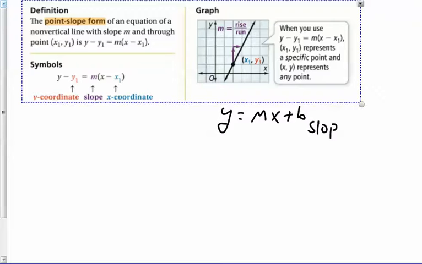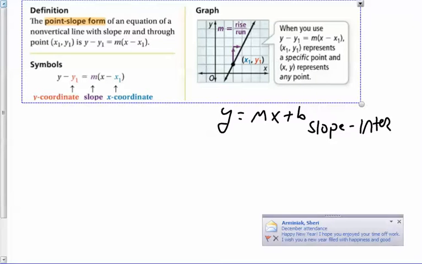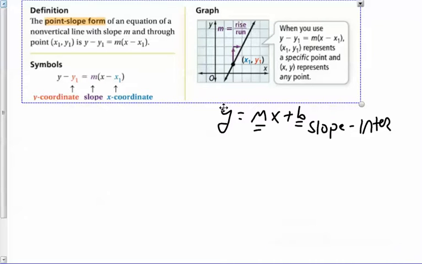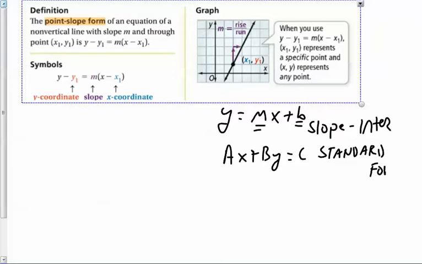This one's called slope intercept because it gives you the slope and it gives you the y-intercept. Then there is this one, which is ax plus by equals c. This is called standard form. And we're going to talk about both of these forms later on in this chapter. But the one I wanted to start off with is called point slope form.